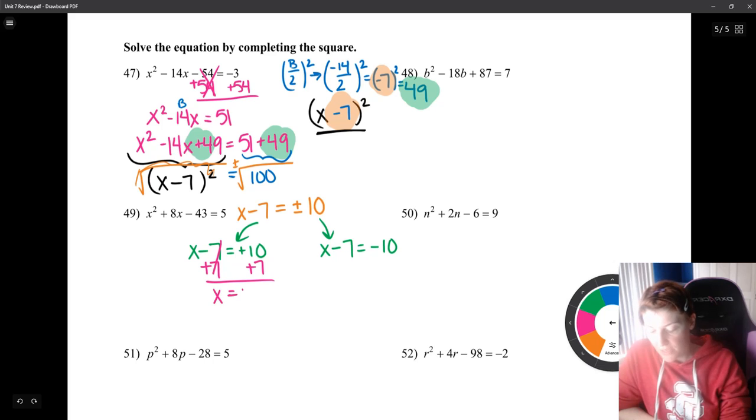So 10 plus 7 is 17. And here, negative 10 plus 7 is negative 3. And then you're done.